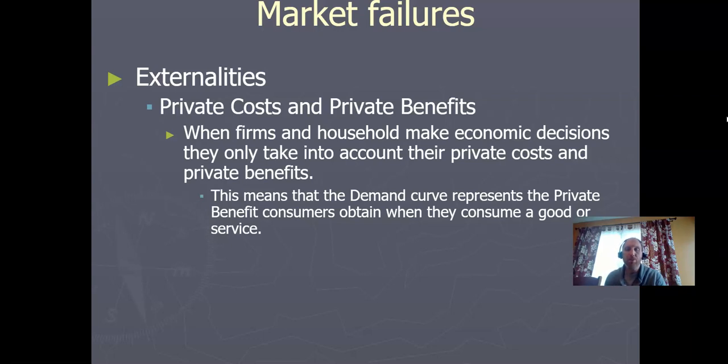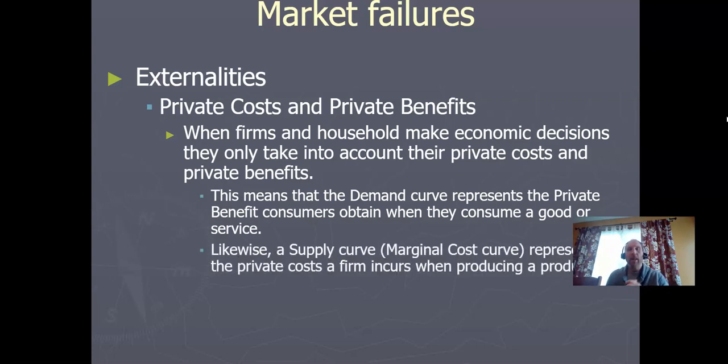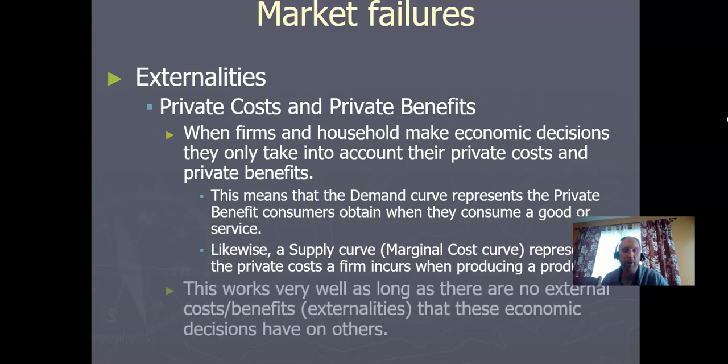Consumers are willing to consume products that give them a certain amount of utility or benefit. All right, so again, when we look at the demand curve, another way to think of it is that it represents the private benefit of that product to consumers. Likewise, a supply curve represents the private costs that a firm incurs to produce a product. When you look at a supply curve, or if we're looking at theory of the firm, it's a marginal cost curve. But it is showing us the private costs a firm incurs to produce something.